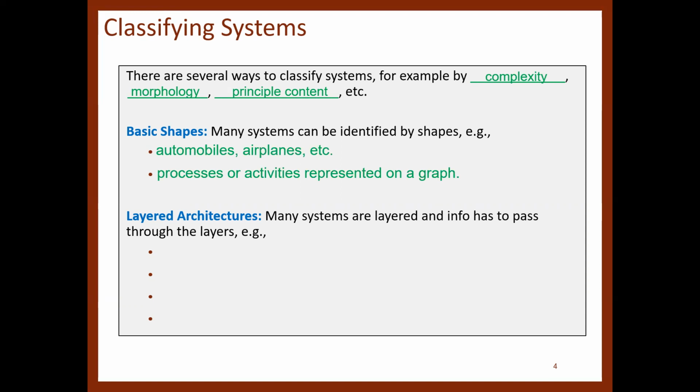Other systems can be identified by or classified based on their layered architectures. So many systems are layered and information has to pass through these layers, for example, security systems, chemical processing plants, and, if you're familiar with computer science, internet firewalls, and many others.